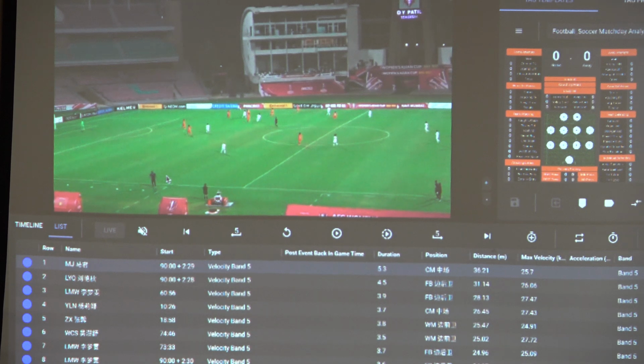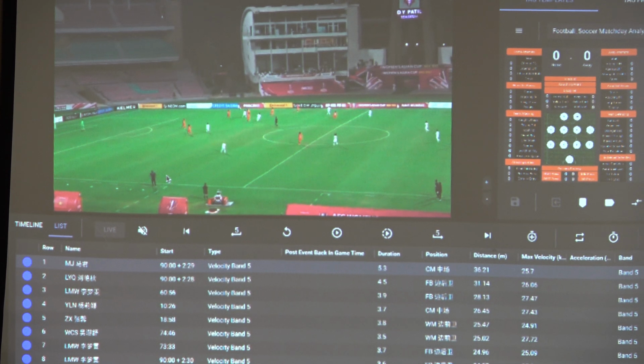That was his theory. So we wanted to verify that theory. And at the end, we found it's not really related to physical performance. They are just very bad at crosses. It's not related to their running.